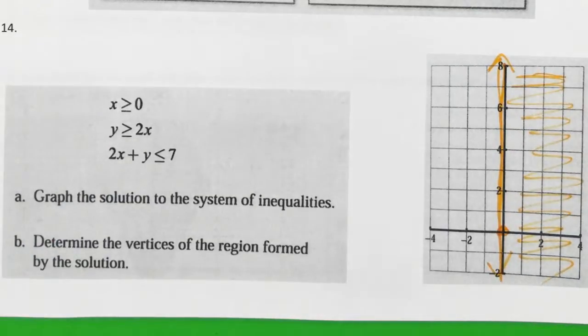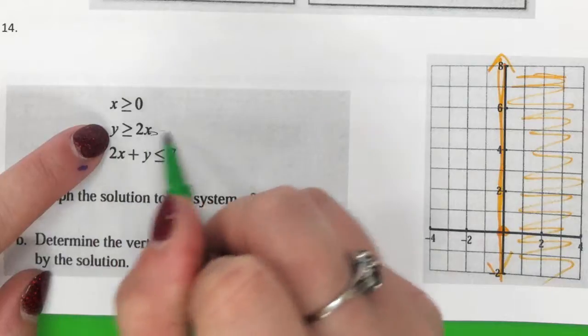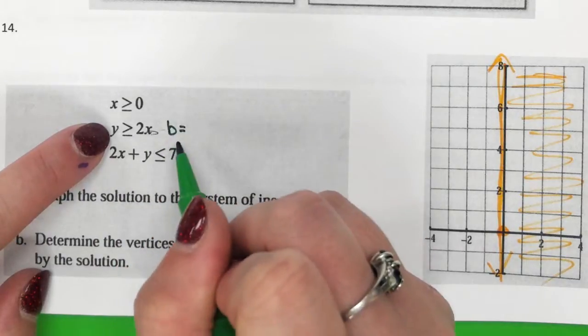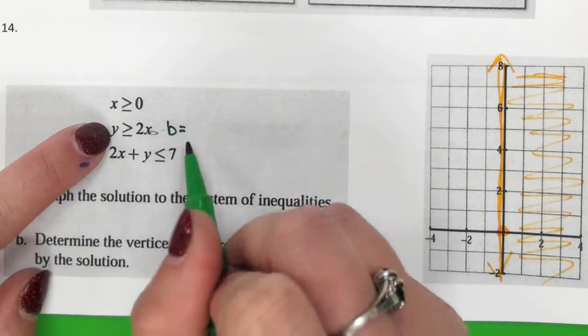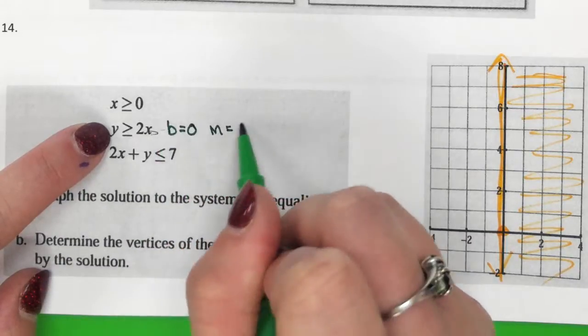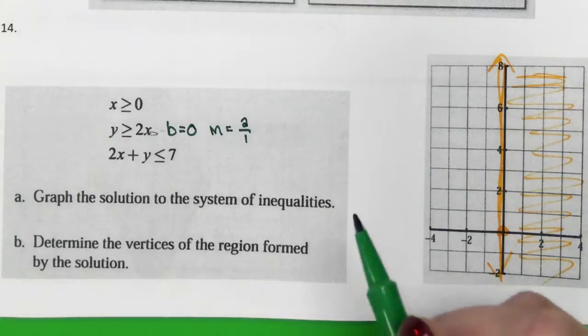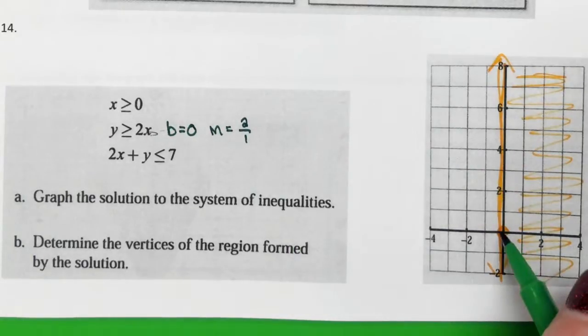Okay, and then you got y equals 2x. What's your y-intercept here? You see a +1 right there? That's your slope. What's your y-intercept? 0. What's your slope? 2/1. So where am I going to start? 0. Put your bones up.